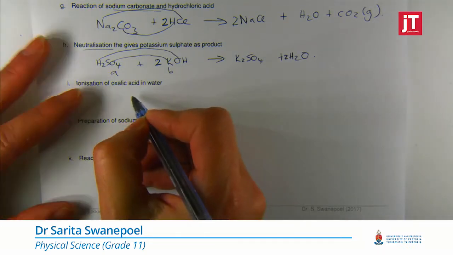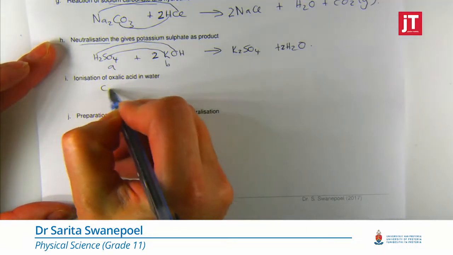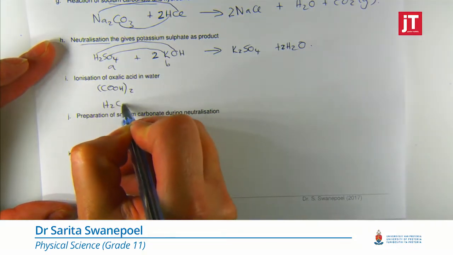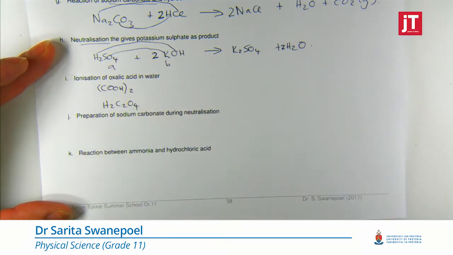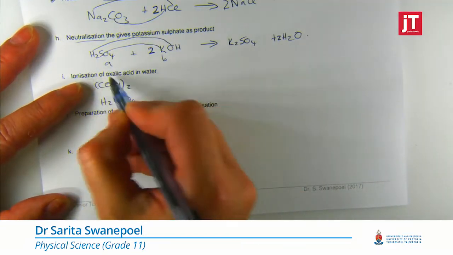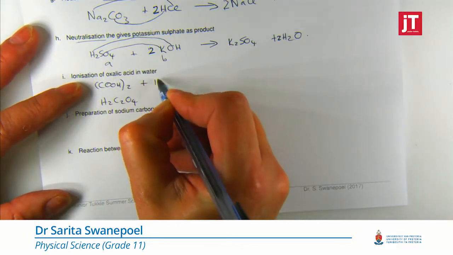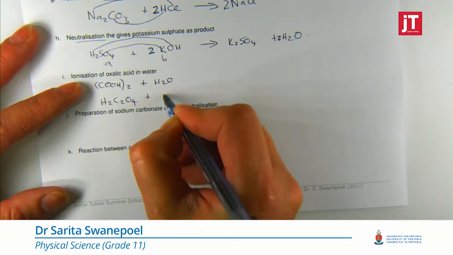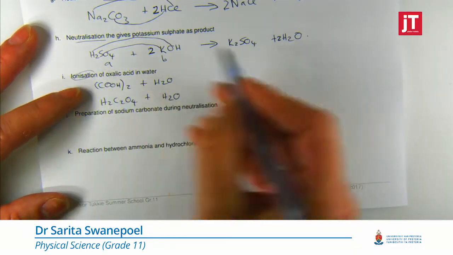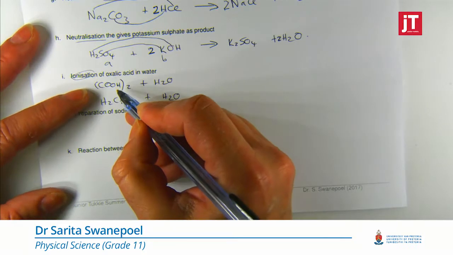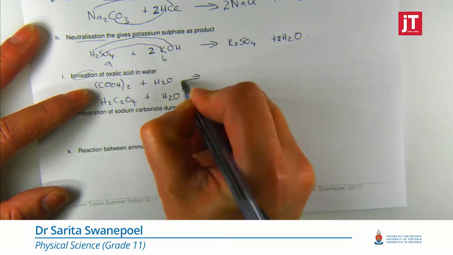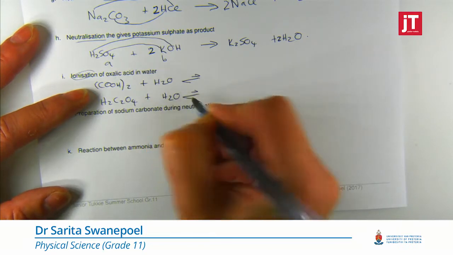Right, oxalic acid. You can either choose COOH2 or H2C2O4. Choose which one you want to work with. All acids will ionize, so I need the water to be in the equation. It needs to react with the water in order to ionize. Is it weak or strong? Weak. I can show that with small and big arrows. Not necessary, but you may.